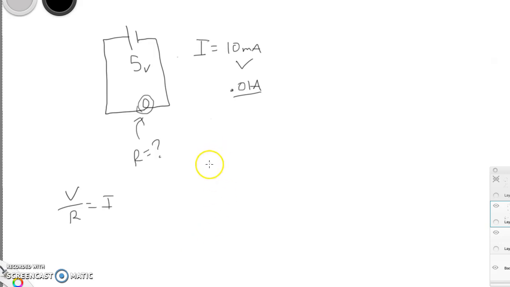Alright, once you've done it, we can go ahead and say, alright, the voltage is 5 volts. We want to know what resistance. We have a current of 0.01 amps. We divide 5 volts over 0.01 amps. That will give us a resistance of 500 ohms. Okay? So 500 ohms of resistance there. Okay, I'll give you one more to do.